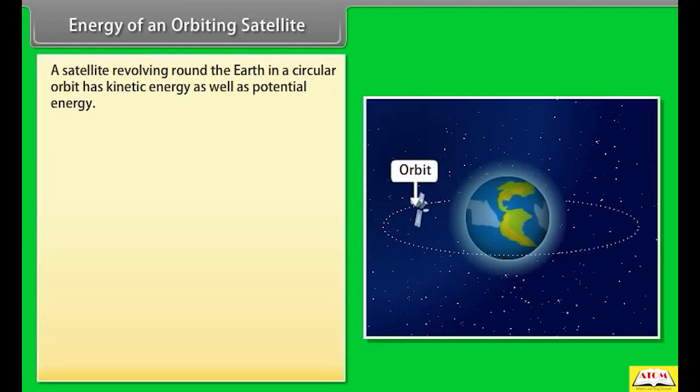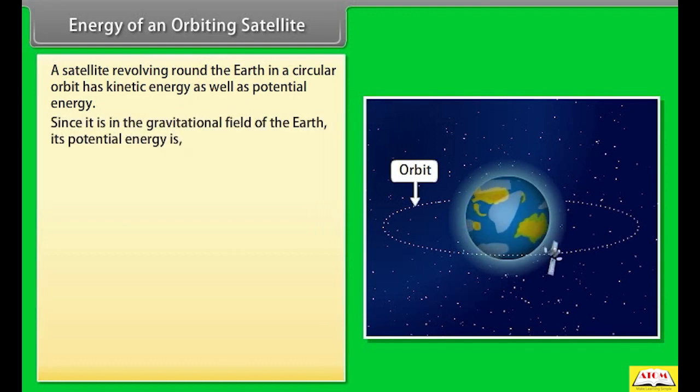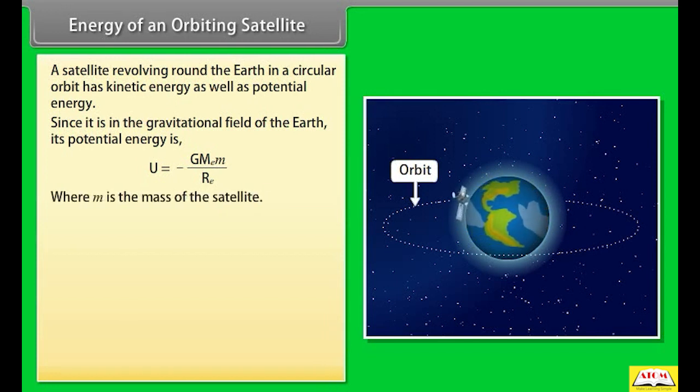Energy of an orbiting satellite. A satellite revolving round the Earth in a circular orbit has kinetic energy as well as potential energy. Since it is in the gravitational field of the Earth, its potential energy is U equal to minus GMₑm divided by Rₑ, where m is the mass of the satellite.